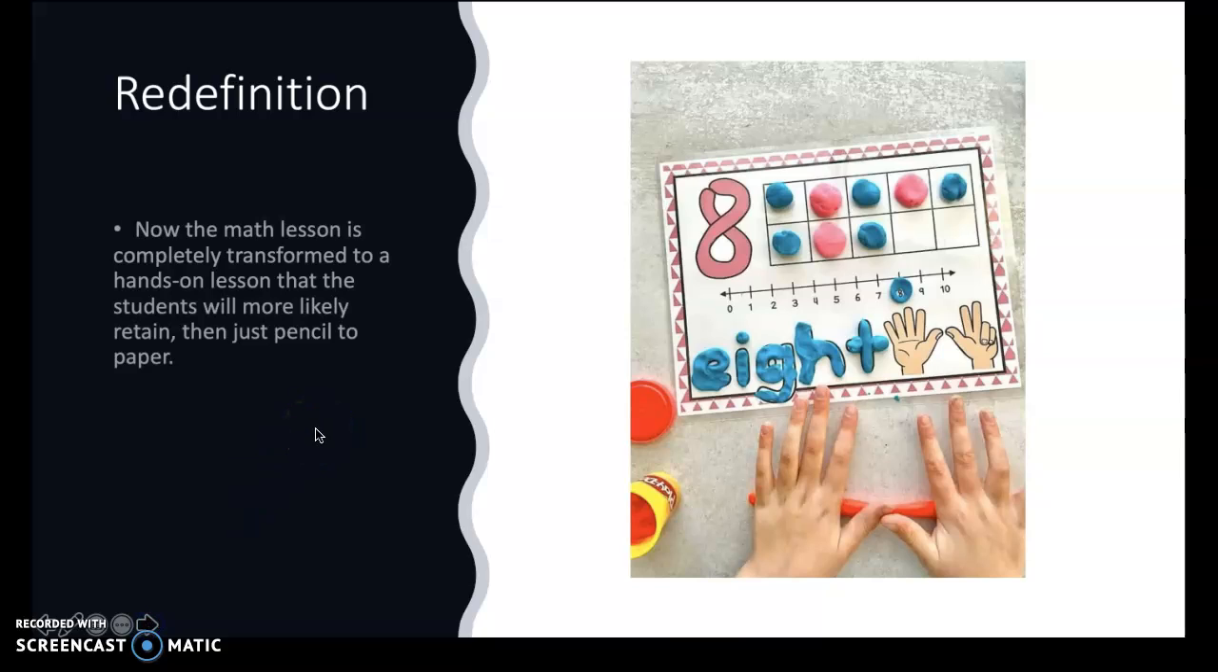Redefinition, now that the math lesson is completely transformed to a hands-on lesson that the students will more likely retain than just pencil to paper. So now that they've made these numbers, they've made these objects for these numbers, they're writing the letters out for each number with the Play-Doh. They're using circles, filling up 10 charts. It's just a lot more that they are able to retain than just writing it down.